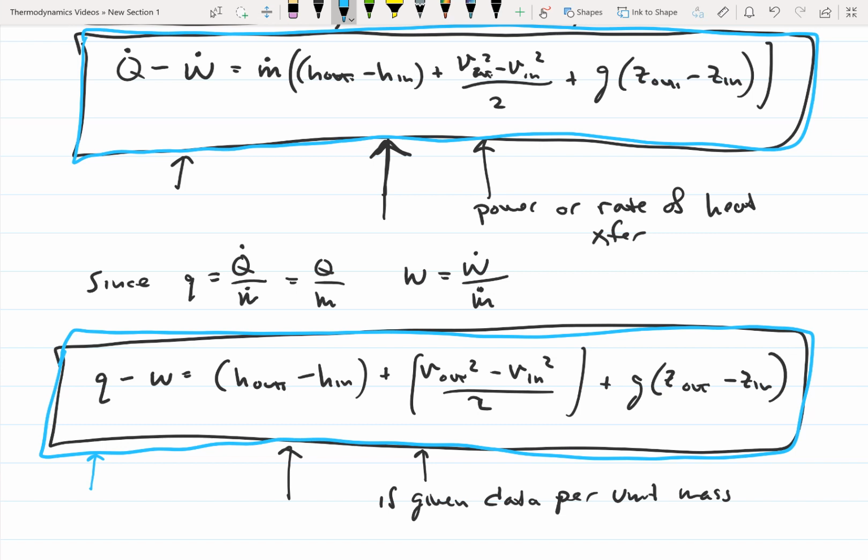So in the next video, I'm going to go over how this equation simplifies for various engineering systems, such as pumps, compressors, turbines, diffusers, heat exchangers. So we're going to look at how this equation can be applied to actual engineering systems.